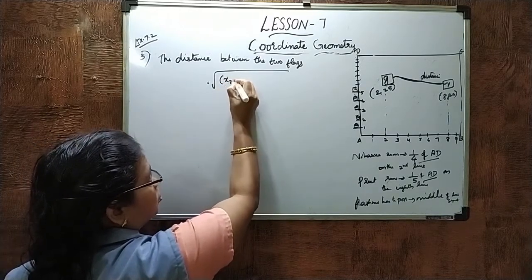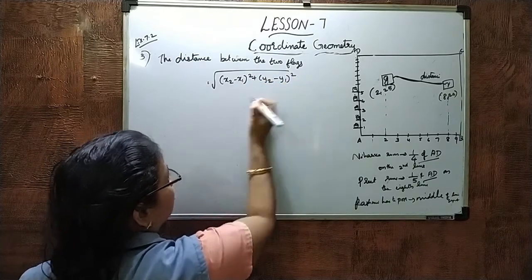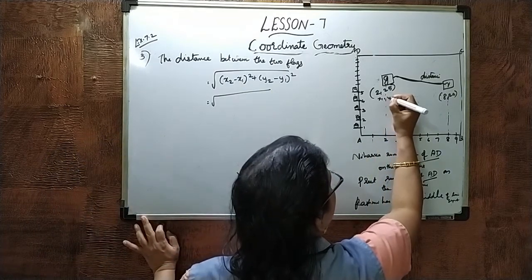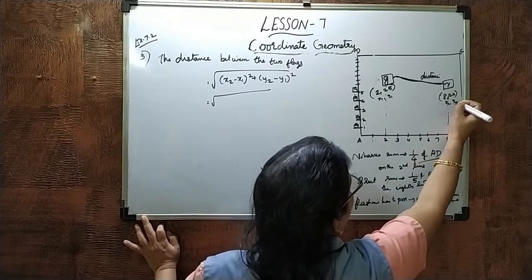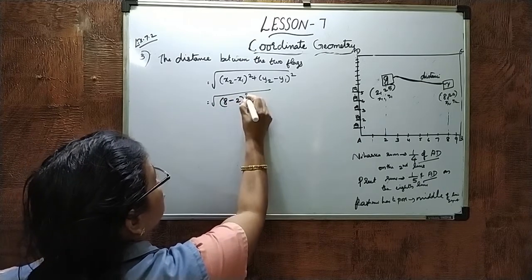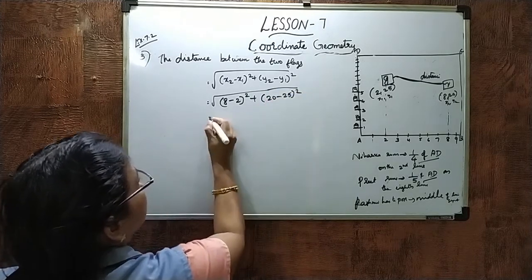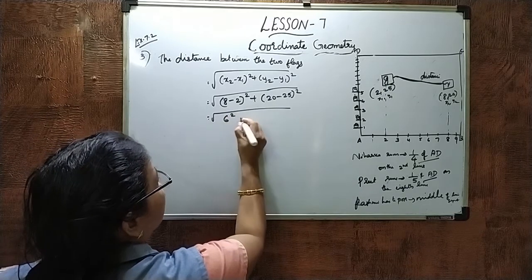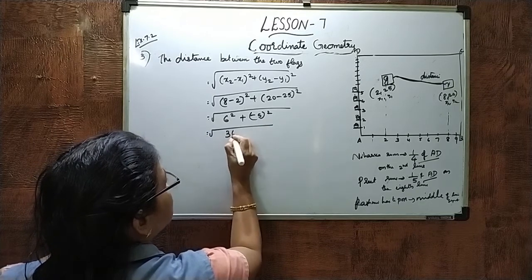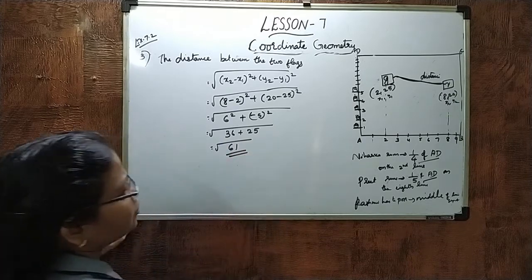It is square root of (x2 minus x1) the whole square plus (y2 minus y1) the whole square. Here this one is x1, y1, here it is x2, y2. So here it will be x2 is 8, 8 minus 2 the whole square, plus y2 is 20 minus 25 the whole square. Then it will be root of 6 square plus negative 5 the whole square, equals 36 plus 25. That means it will be 61. Root 61 you will get.